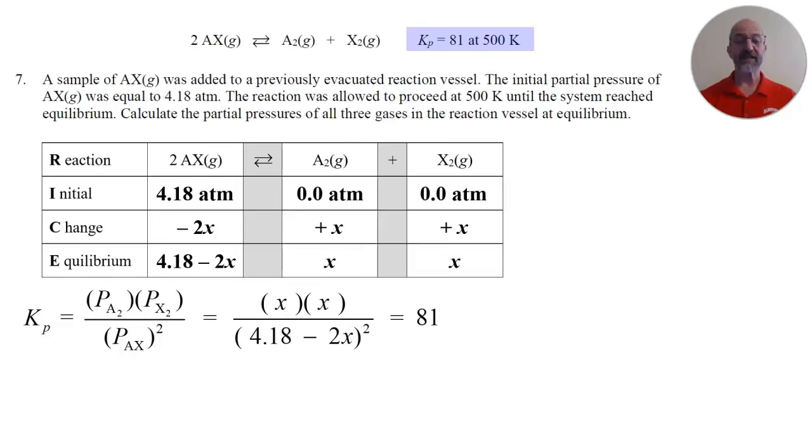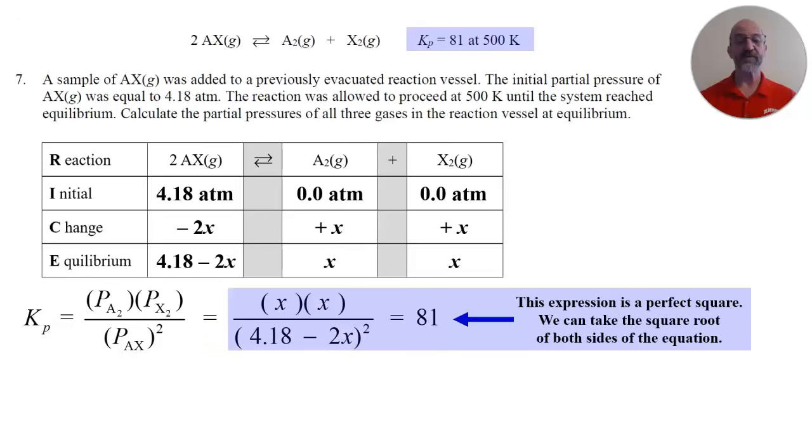You can recognize this if you look closely at the numerator and the denominator. You will recognize that both the numerator and the denominator are perfect squares. So because this expression is a perfect square, then we can greatly simplify our algebra by taking the square root of both sides of the equation.